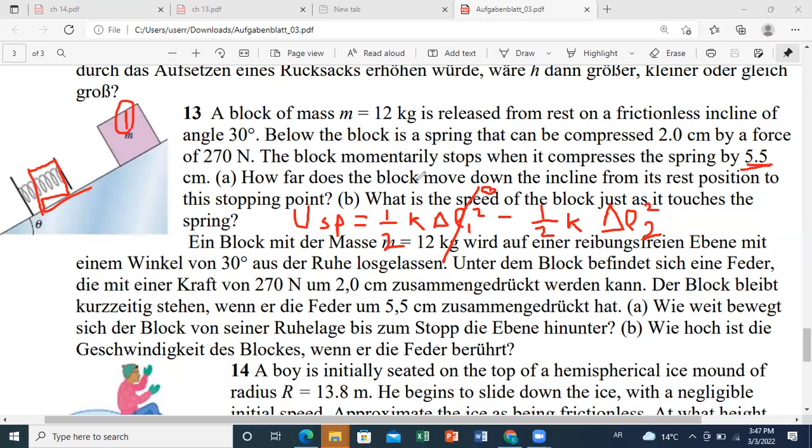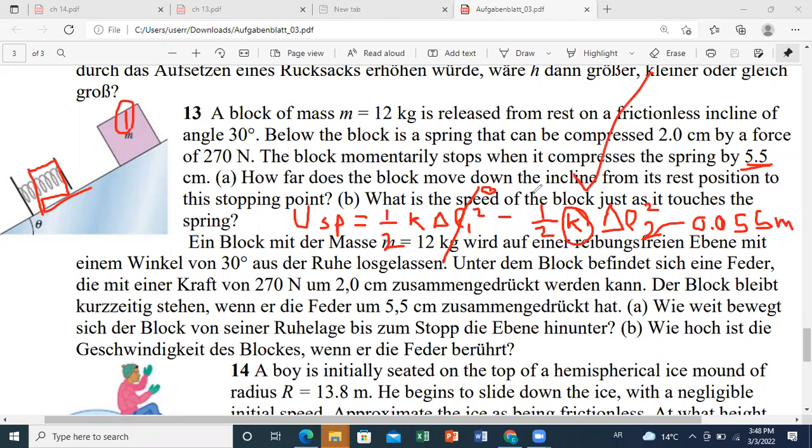Please pay attention to units. Whenever you want the work in joules, k is in Newton per meter and delta L is in meters. We already found the value of k in Newton per meter. So now for delta L, just make sure to convert units. So delta L2 is 0.055 meters. And then you can calculate the negative work of the spring.